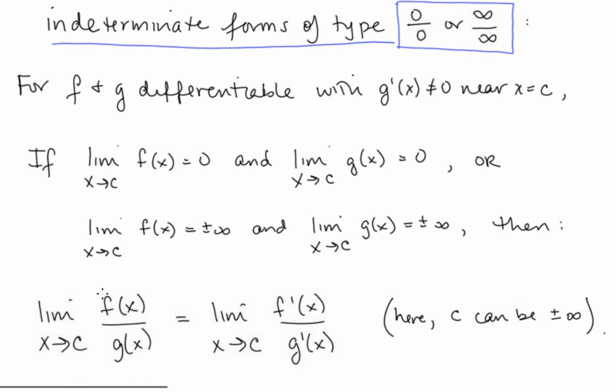Now keep in mind here, this is not a quotient rule. We're not taking the derivative of this quotient. We are taking the derivative individually of the numerator and of the denominator. So L'Hopital's rule says that we can evaluate this limit by taking the derivative of the numerator function, taking the derivative of the denominator function, and computing this limit instead. And here, c can be positive or negative infinity. So this also holds when x is going towards not just a constant number, but positive or negative infinity.